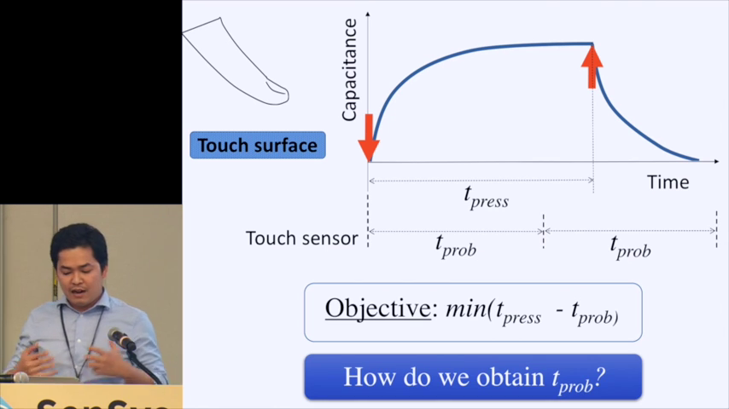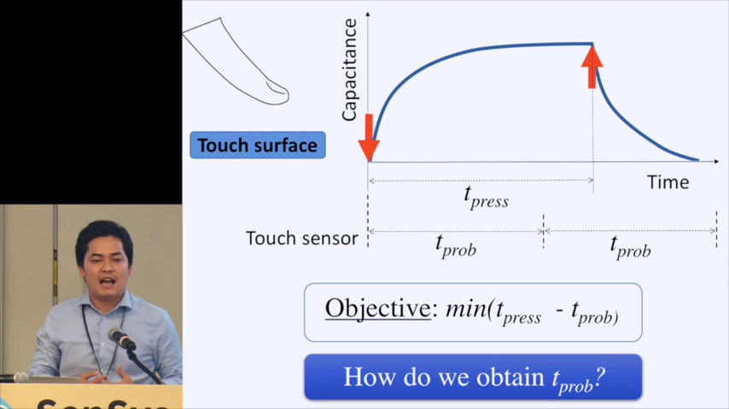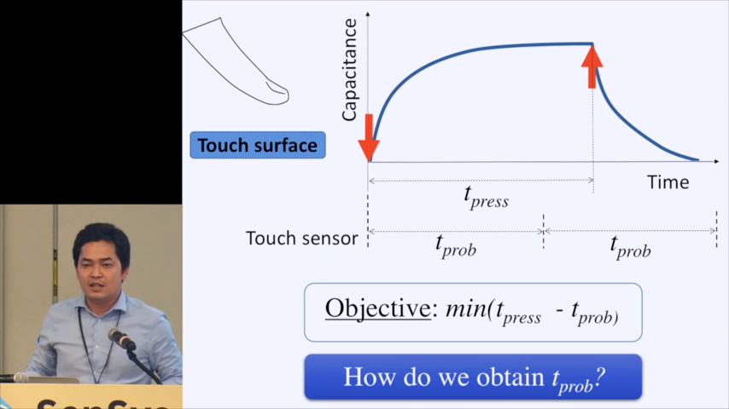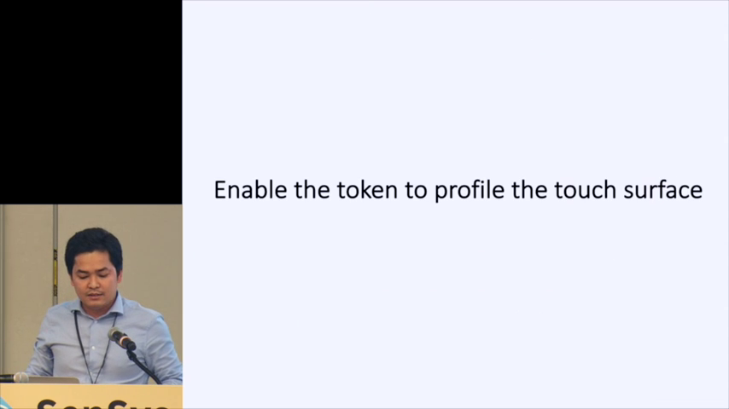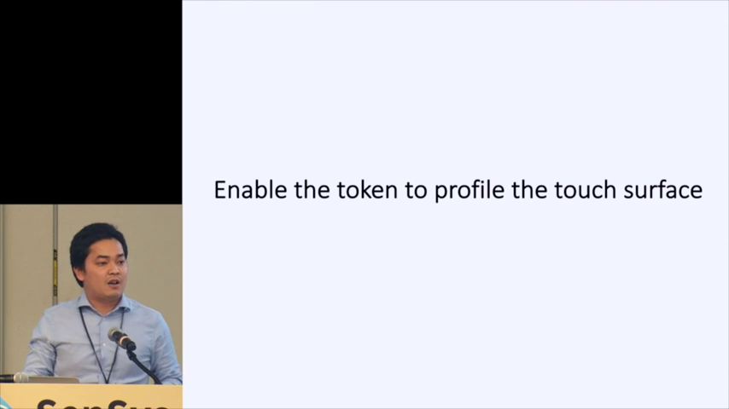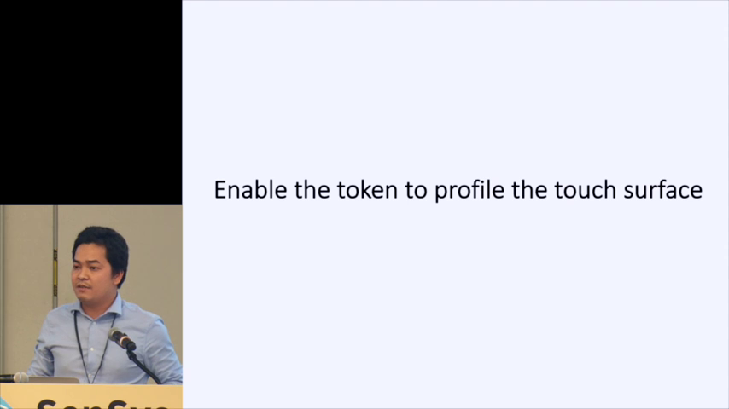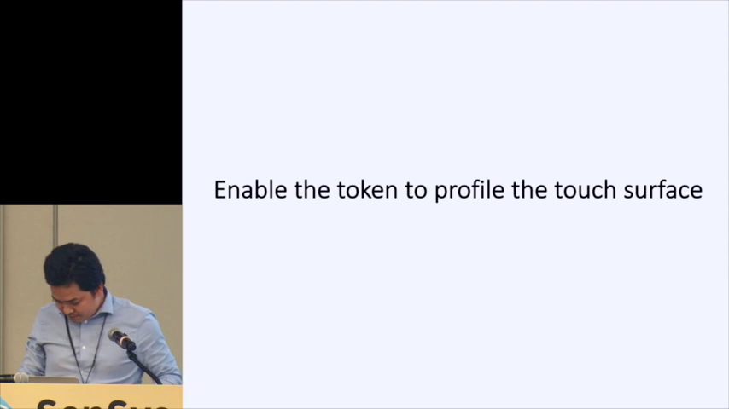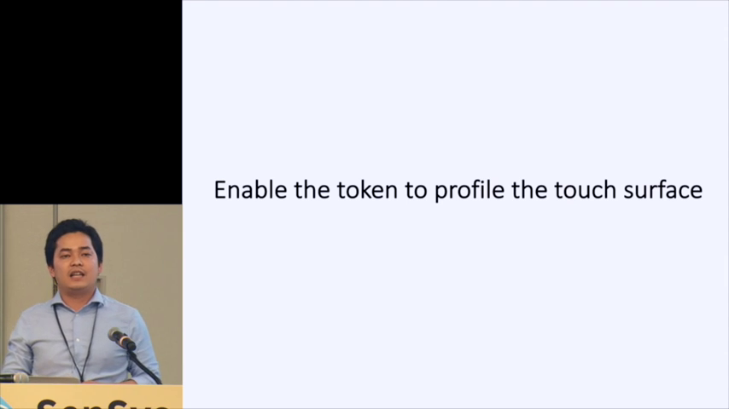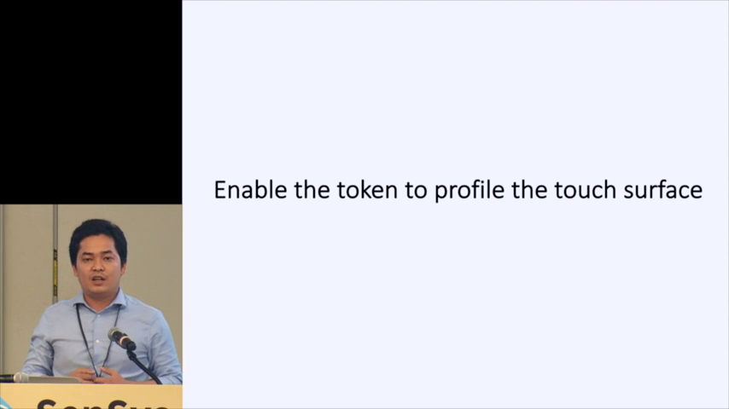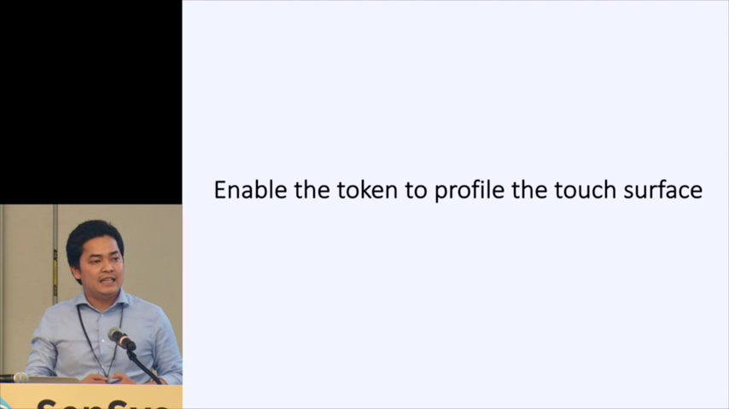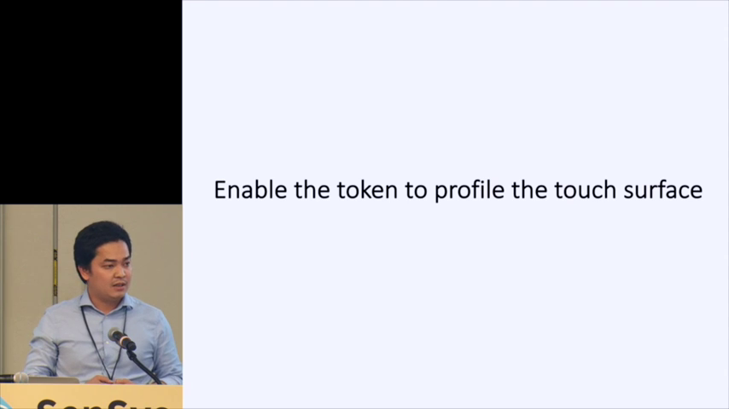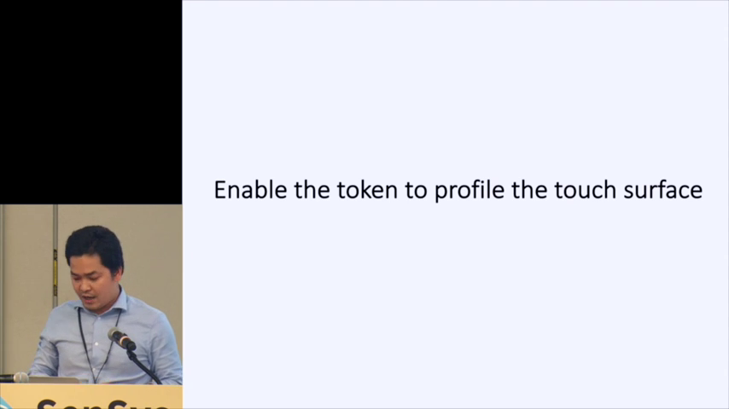So how do we find the probing time of each device, because this information is not provided by the manufacturer? We developed an algorithm to enable the token to sense and recognize the probing frequency of the touch surface automatically and systematically. The key idea here is that when the touch sensor probes the touch surface, it creates a very small voltage leakage on the surface of the touch device.